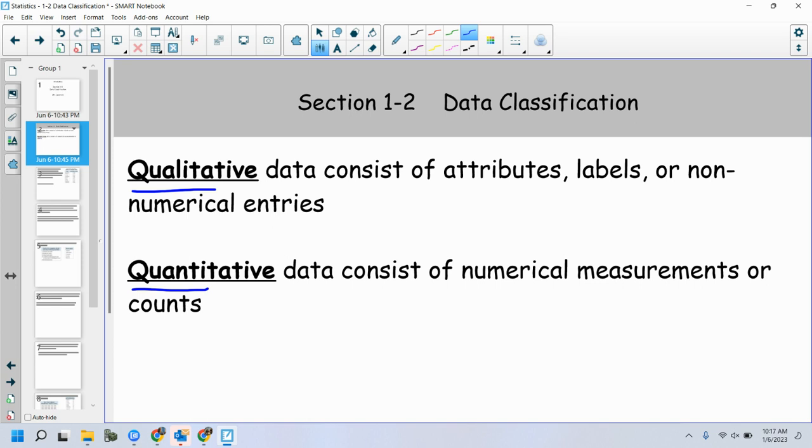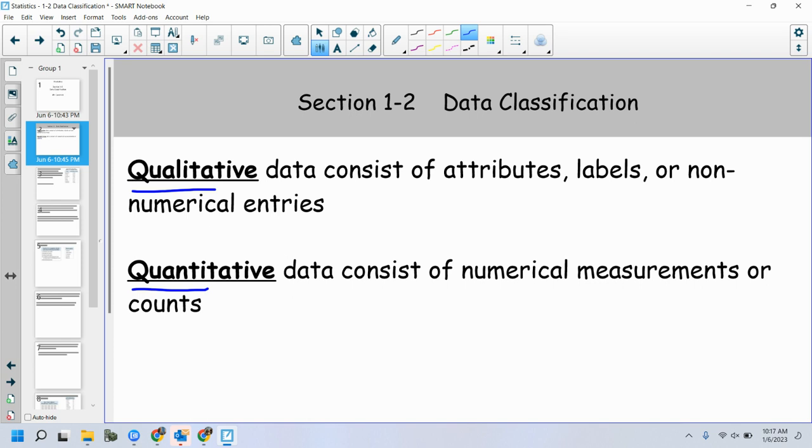You can think about it in terms of labeling it in a numerical way. You can turn qualitative data into quantitative data by saying, if it's a yes/no response, you could make 1 yes and 0 no. You could make it just a 1 or a 0, and that turns qualitative into quantitative. But quantitative data is basically numerical data. Numerical data consists of numerical measurements or counts.